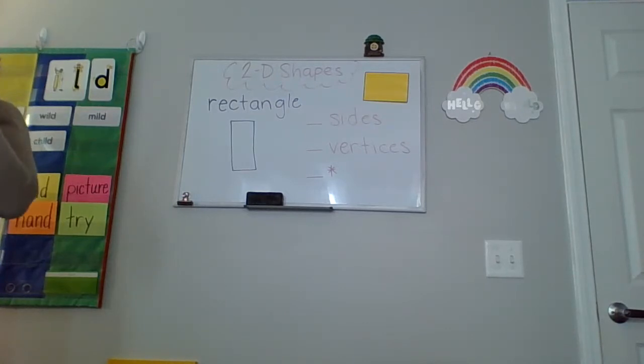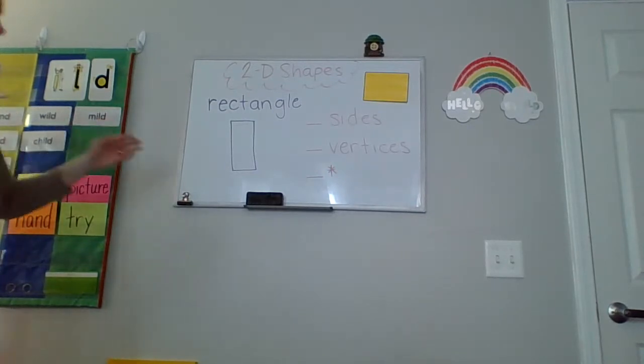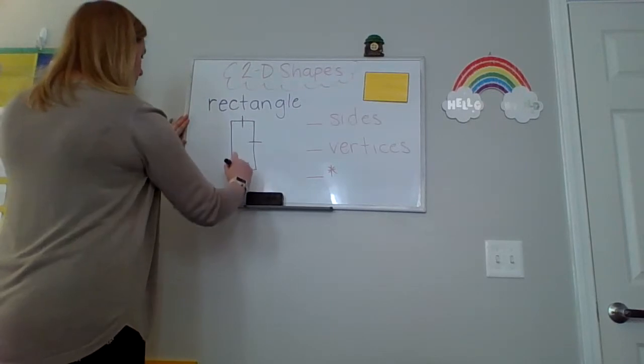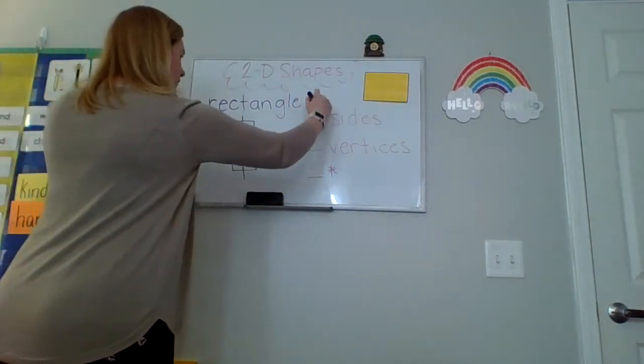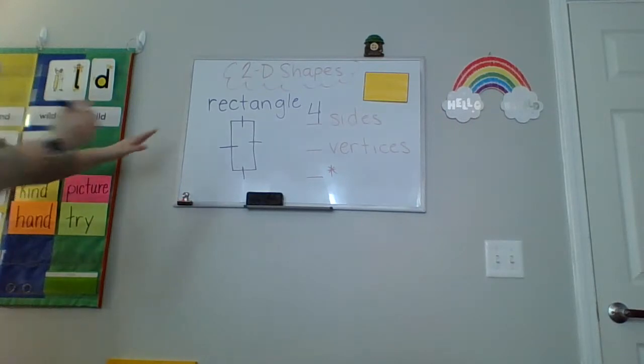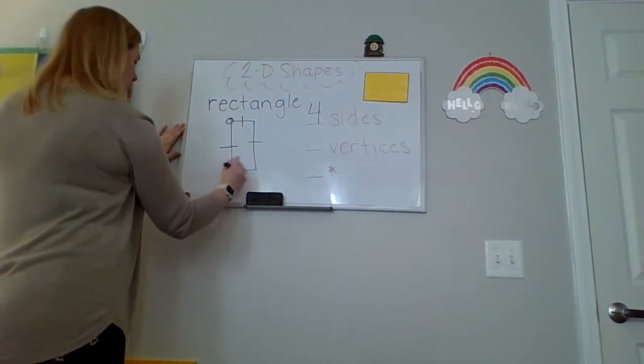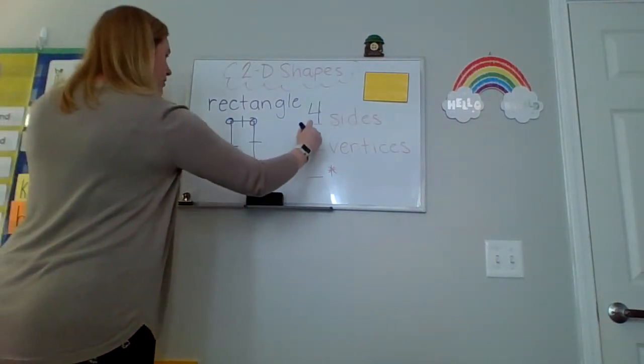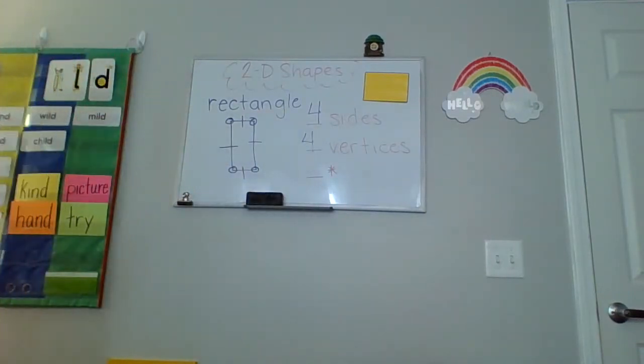How many sides does a rectangle have? Egypt? 4. 4 sides, right. 1, 2, 3, 4. 4 sides. Who could raise their hand and tell me how many vertices a rectangle has? Rai. 1, 2, 3, 4. So it has 4 sides and 4 vertices.